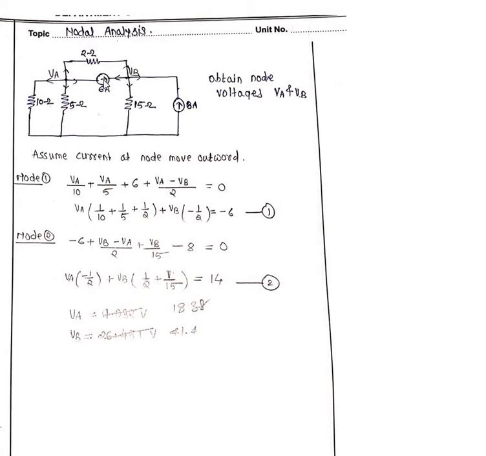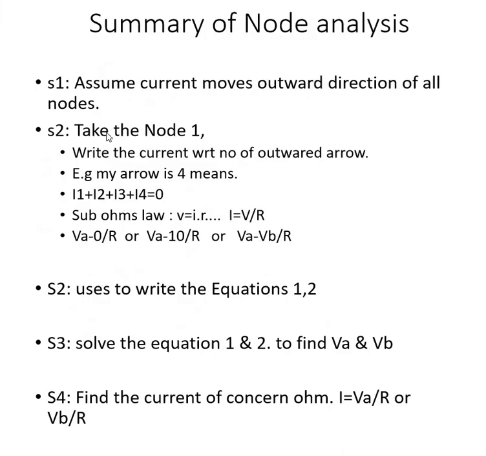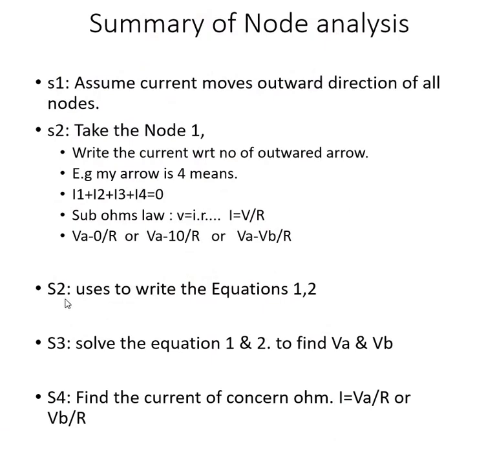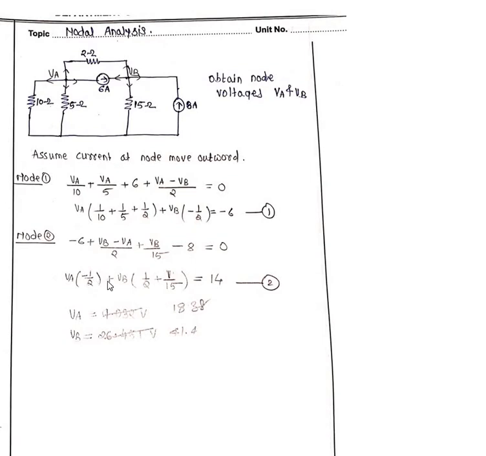Okay, here the current is directly given, so 6 with an error mark. Then VA minus VB divided by R. Like that you are going to write. Node 1 as well as node 2 you are going to write. Then step number 3. What is the step number? Okay, step number 2 is to write equation number 1 and 2. This is equation number 1 you are going to find, and equation number 2 you are going to find.